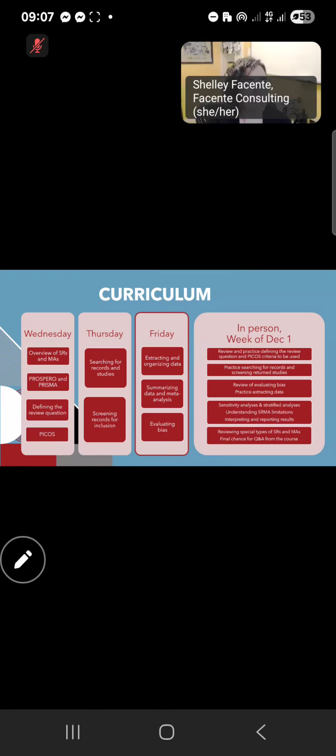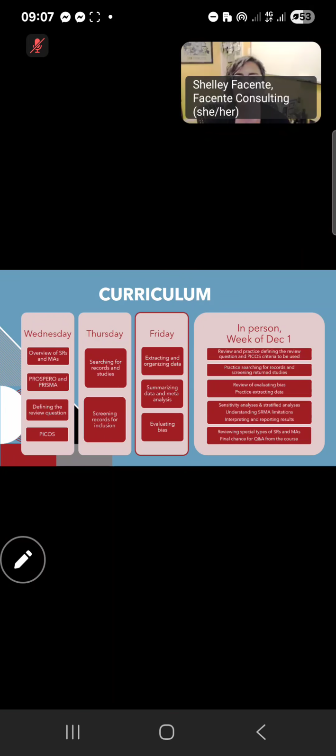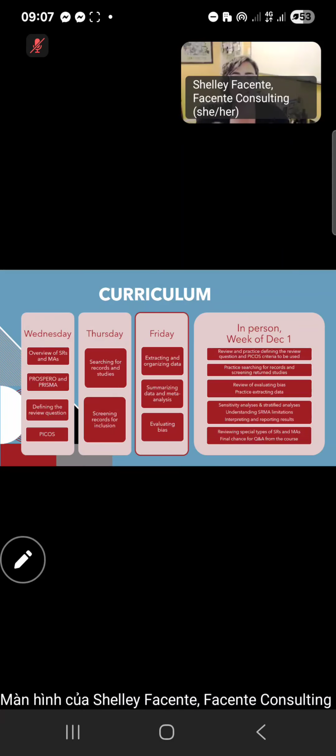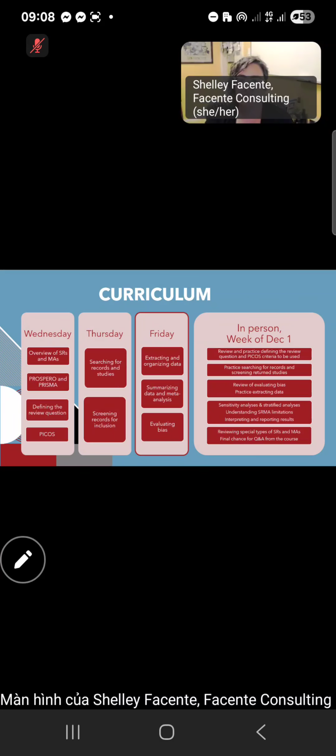Today we are going to focus on extracting and organizing the data. So once you've searched for all of your records, and you've then gone through all of the work of screening the records, you've decided this is what's in our study, then what? Then what do you do? Your next step is to pull all of the data out in some systematic and easy to understand way so that you can then more easily look at what you found across all of the studies so that you can make comparisons. So we'll talk about some ways to do that today.